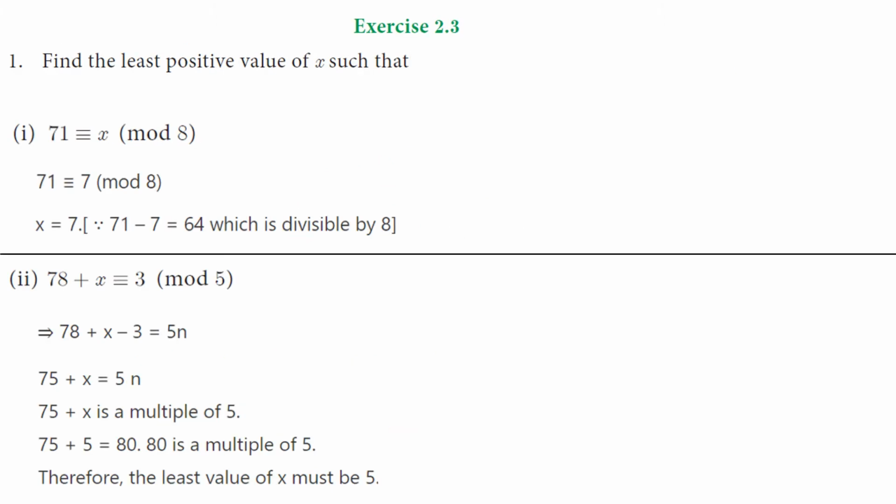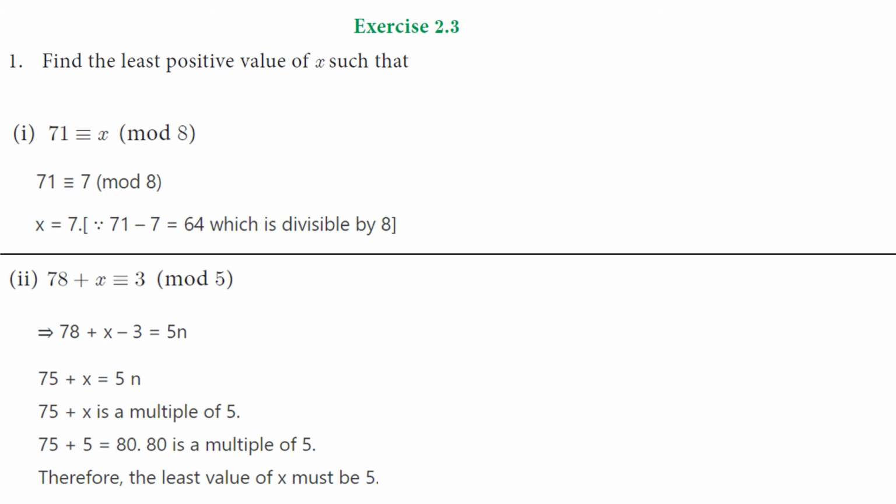Exercise 2.3 we will discuss now. Find the least positive value of x such that 71 congruent x mod 8. We have to find x. How will you find it? 71 divided by 8: 8 eights are 64, so 8 is the quotient and 71 minus 64, which is 7, is the remainder. So 71 congruent 7 mod 8. Therefore x equals 7. We will also check: 71 minus 7 equals 64, and that number is exactly divisible by 8. Therefore x equals 7.